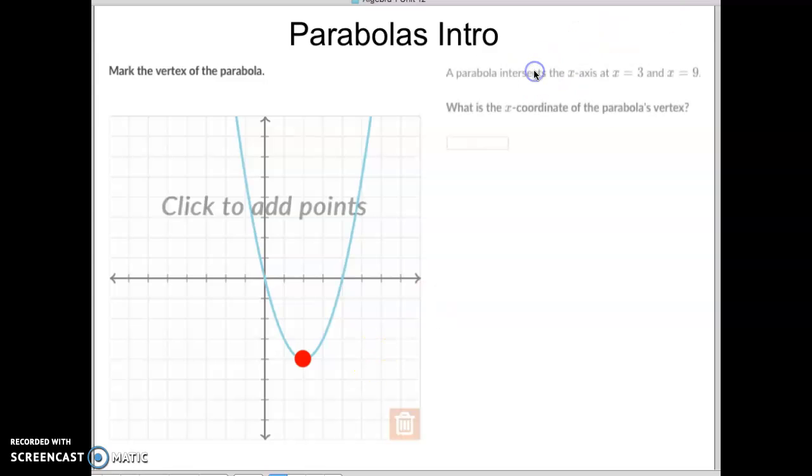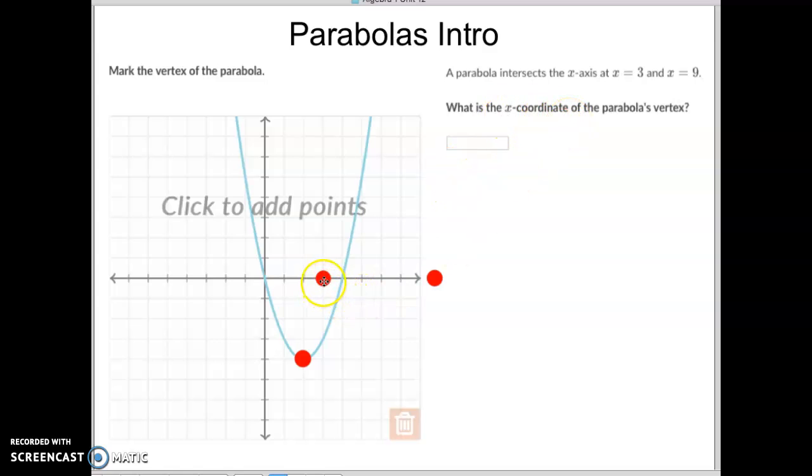Number two on this one, we're going to go through four of them. A parabola has intersection points of 3 and 9. Let me see if I can just redraw a new one here quick. If we had intersection points of 3 and 9, and it was a parabola going perfectly down and back up, what would the x-coordinate of the vertex be?